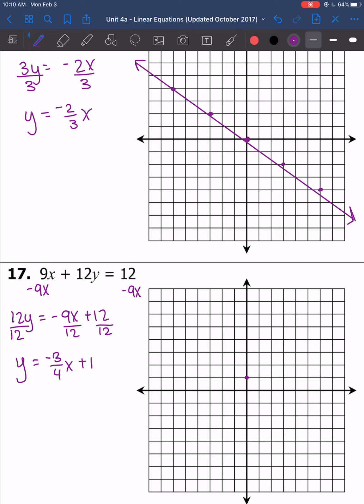So now it's in slope-intercept form, and I could plot my y-intercept, and then go down 3 and right 4, and down 3 and right 4. And I can go up 3 and left 4. This would work if you didn't want to simplify negative 9/12. However, on this graph, you can't count that many. There's not 9 blocks and 12 blocks to go across, so it's not going to work. This is why we always simplify our slopes. There's your graph.